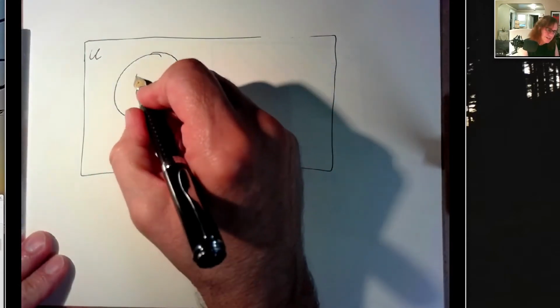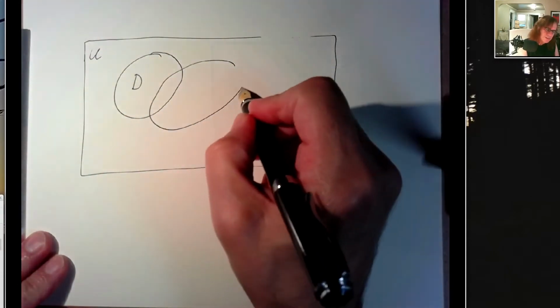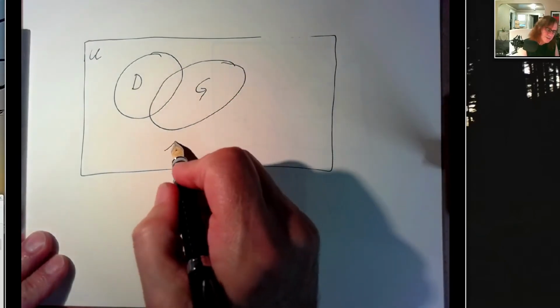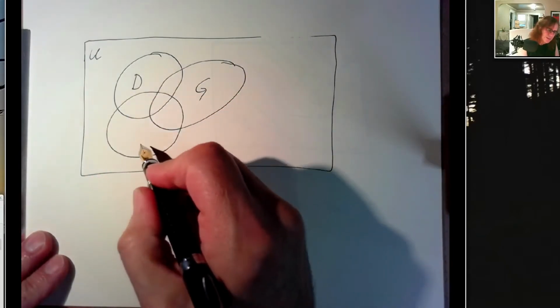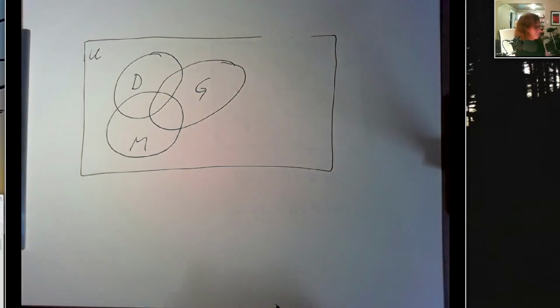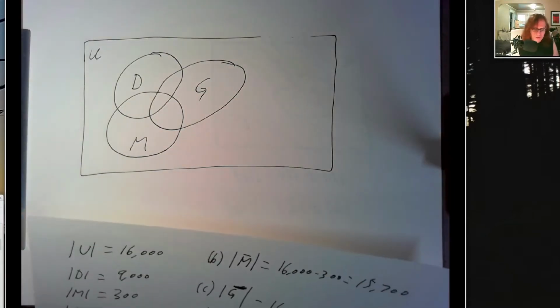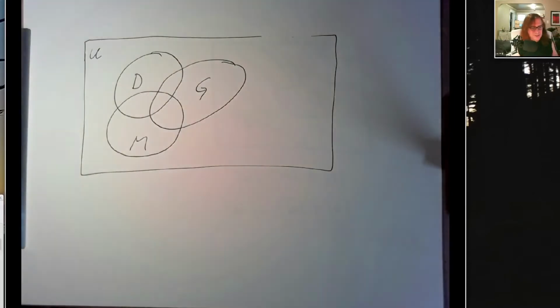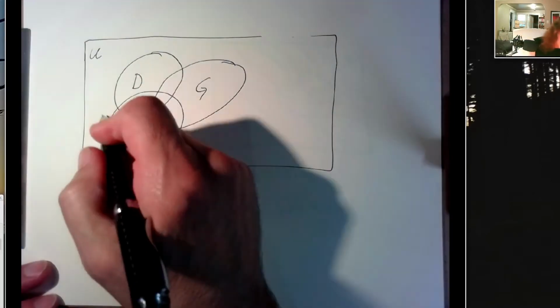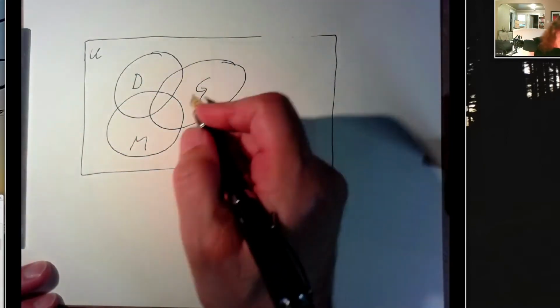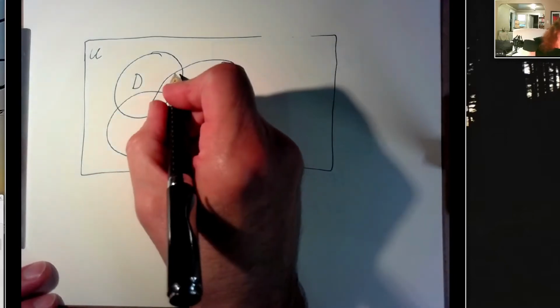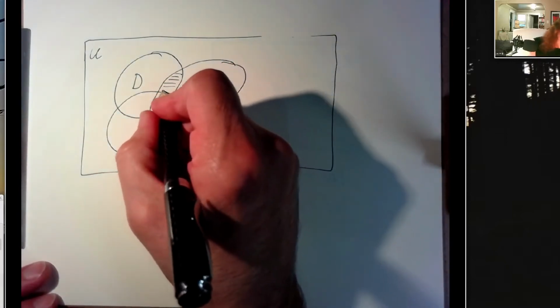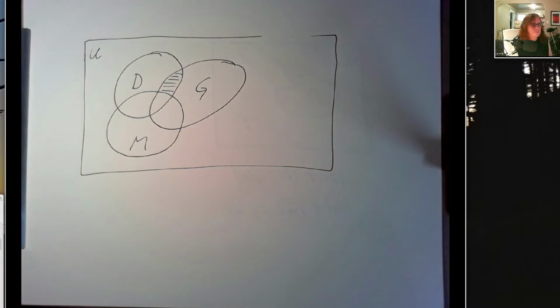Let's say this is the daytime students. These are the graduate students. And these are the math majors. All right, we're looking for daytime graduates who are not math majors. So we want someone who's in the set D and in the set G and not in the set M. And that's going to be just this little piece right here.